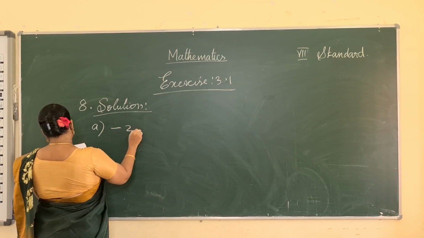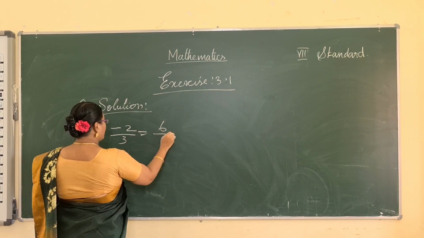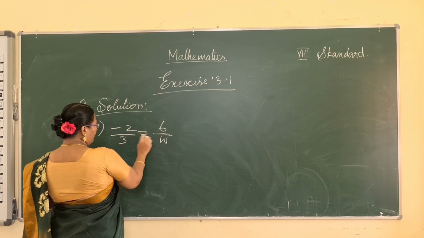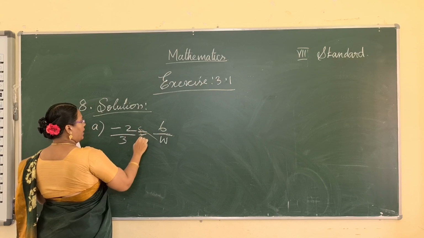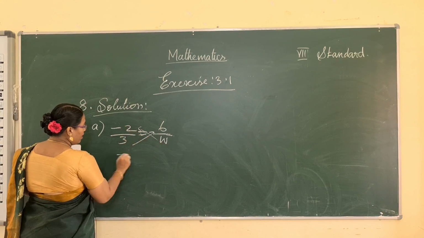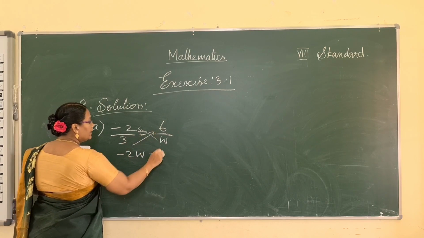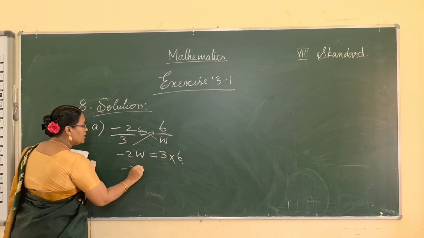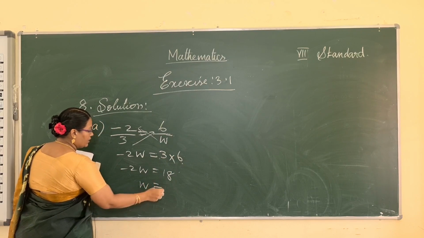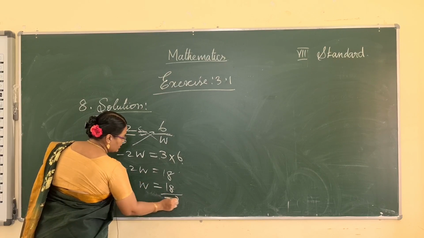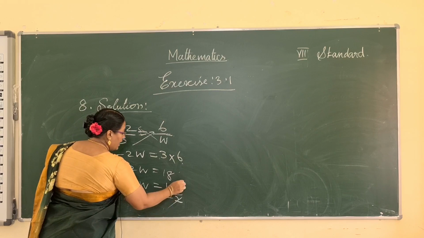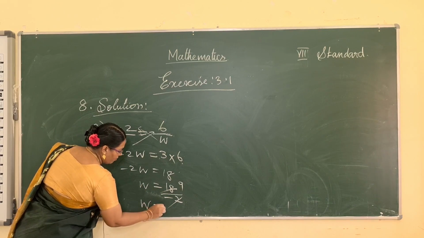So first one, minus 2 by 3 is equal to 6 by W. There is an equal symbol, so equating these values, what do we do? Cross multiplication. So minus 2W is equal to 3 into 6. So minus 2W is equal to 3 sixes are 18. So W is equal to 18 divided by minus 2. It cancels in the 2 table. 2 nines are 18. So the answer is minus 9.